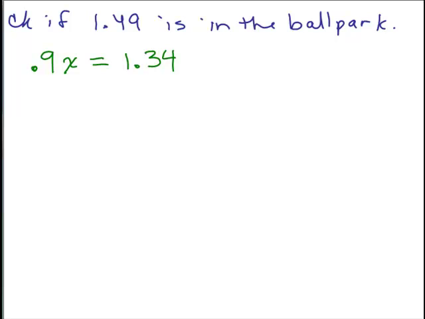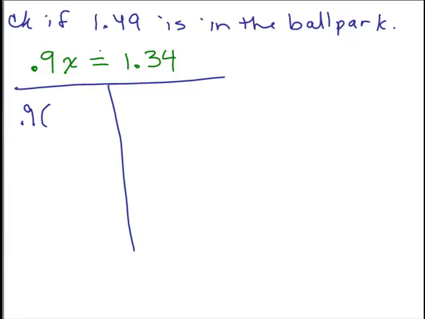All right, so we want to know if it's in the ballpark here. So the question is, if I do this, I'm not going to get the same number on both sides, but will I get something close? So I have 0.9 and I'm replacing. So this is really, we're going to see if our value of x is going to be approximate. So 0.9 times 1.49. So let's go over here and do that.